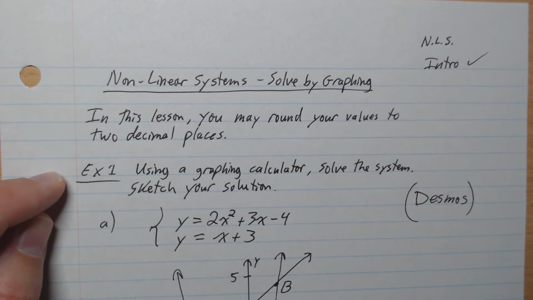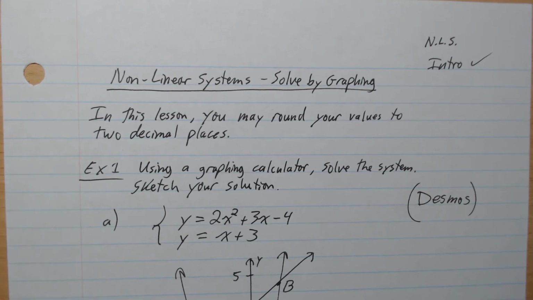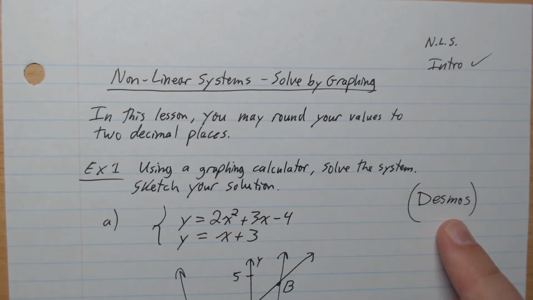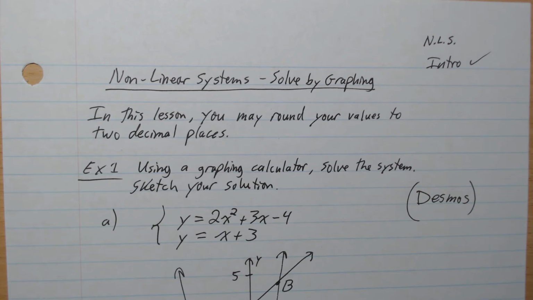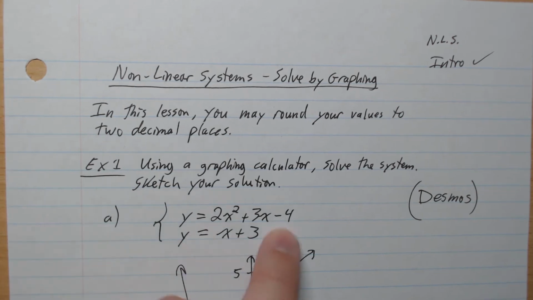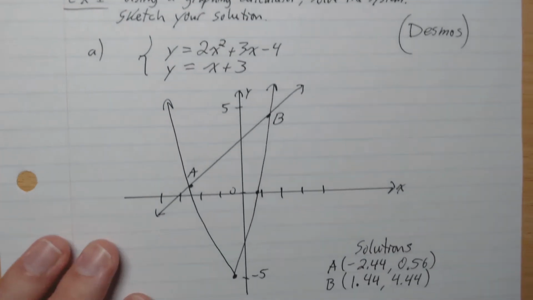Example 1. Using a graphing calculator, solve the system and sketch your solution. You can use whatever graphing calculator you want. I'm going to use Desmos. I have it on my phone, but you can go to your computer as well, desmos.com. So here's our system right here.